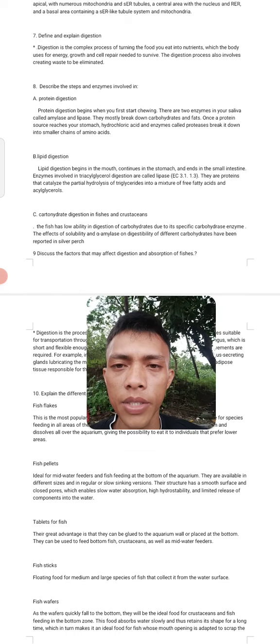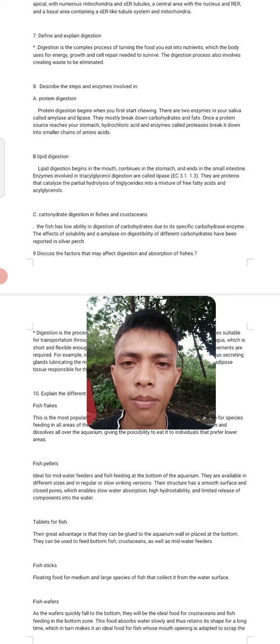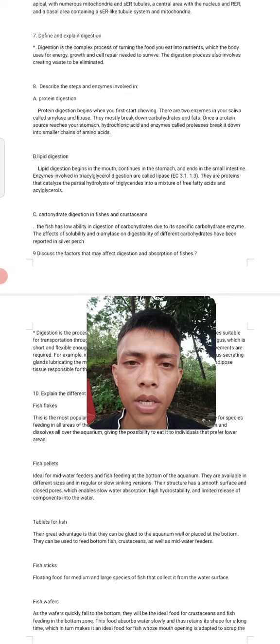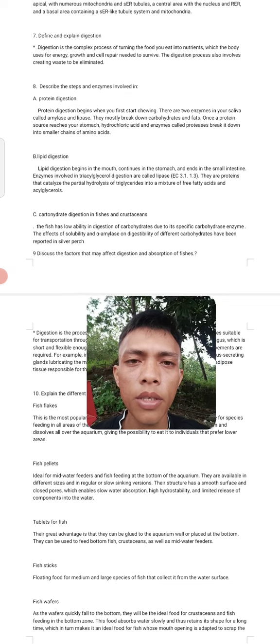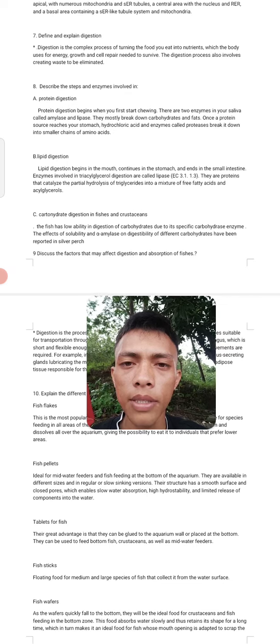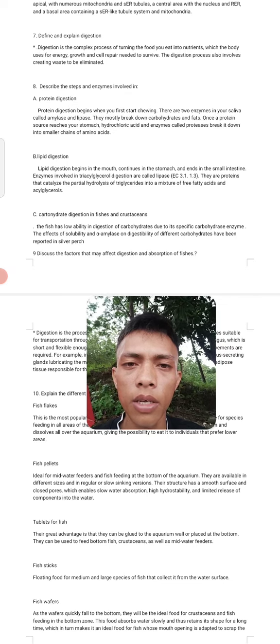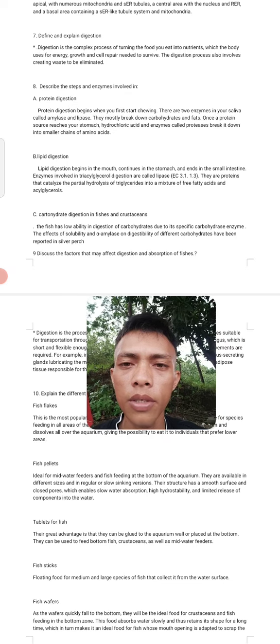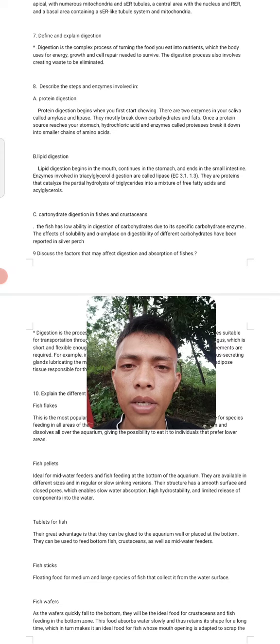B. Lipid digestion. Lipid digestion begins in the mouth, continues into the stomach, and ends in the small intestine. The enzyme involved in triglyceride digestion is called lipase. These are proteins that catalyze the partial hydrolysis of triglycerides into mixtures of fatty acids and acylglycerols.